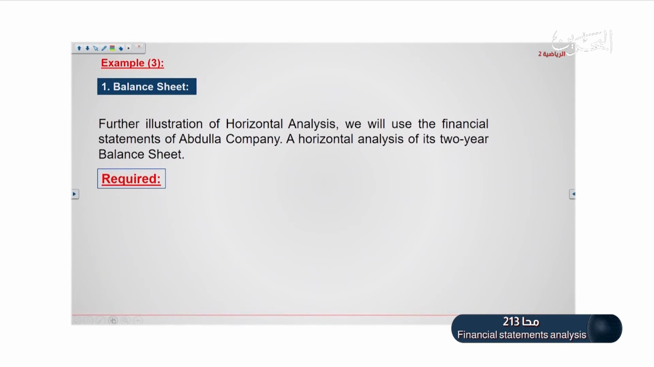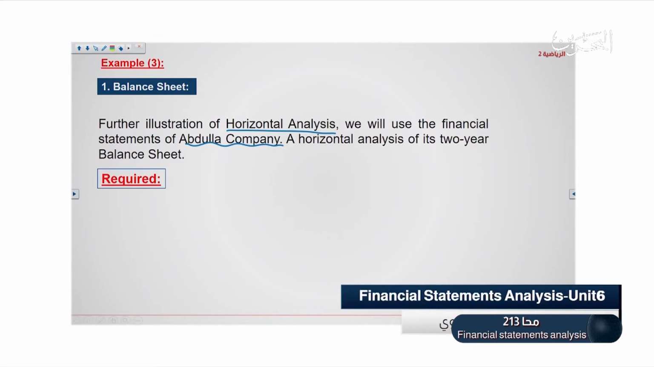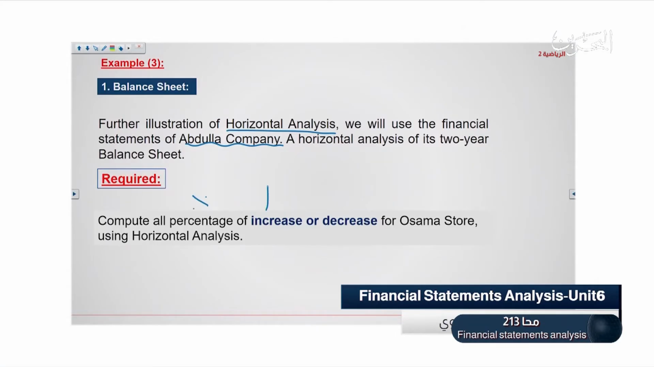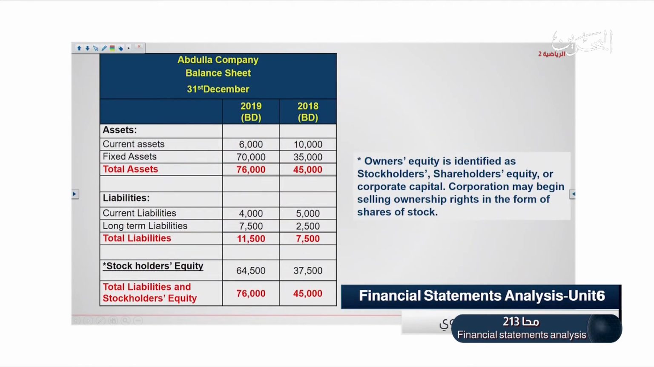Okay, let's see example 3. Let's apply the horizontal analysis for balance sheet. Further illustration of horizontal analysis, we will use the financial statement of Abdullah Company, a horizontal analysis of its 2-year balance sheet. Required: compute all percentage of increase or decrease for Osama store using horizontal analysis. Okay, let's see the balance sheet.